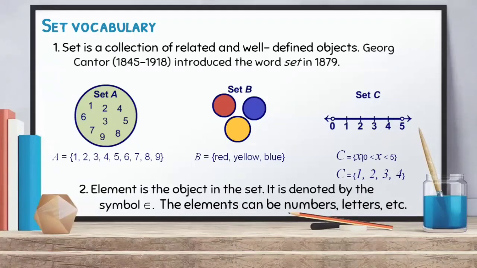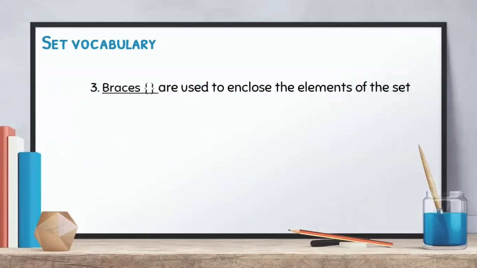Number 3, braces. Braces are used to enclose the elements of the set. So meaning if you have your braces, inside of your braces will be your elements. So you have to have your open and closed braces. Okay, so that would be the boundaries of your elements, right?